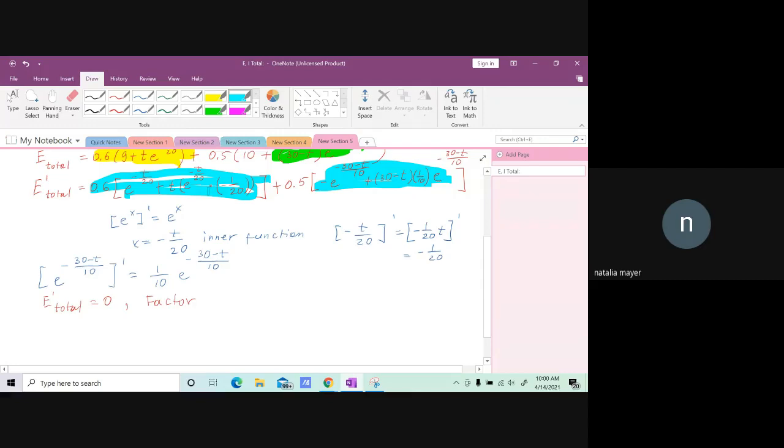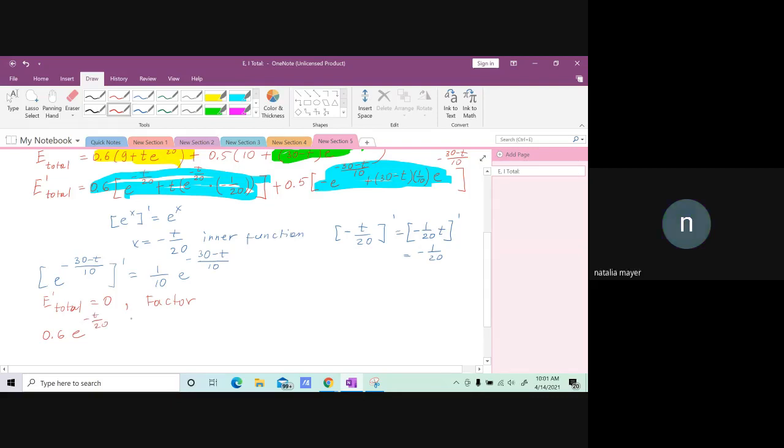Let's check the first one. What is the common factor inside the first brackets? E to the power of negative t over 20. Yeah, so let's factor it. Mina, can you factor, please? We will take e to the power of negative t over 20 as common factor. But 0.6 will stay, right? It's a coefficient, so I want to keep it in the front. So it will be 0.6 times e to the power of negative t over 20.